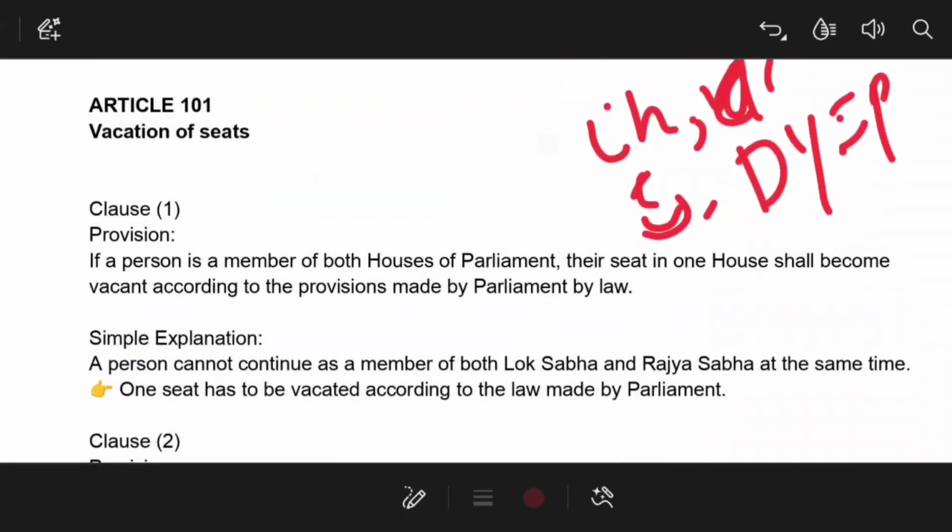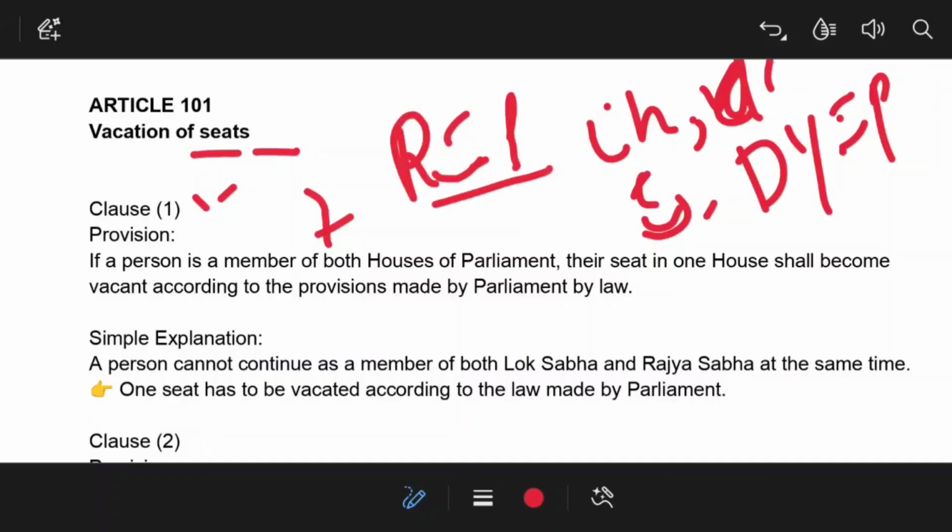Now article 101 is about the vacation of seats, and as I have already told you, it contains various provisions or clauses, right? So clause 1 says that if a person is a member of both houses of the Parliament, that means a member is chosen to the Rajya Sabha as well as to the Lok Sabha. Don't think that a person holds the membership of only one house, not both. As we are all aware, one vote, one person, one value, right? So how can an MP become a member of both houses, Rajya Sabha as well as Lok Sabha?